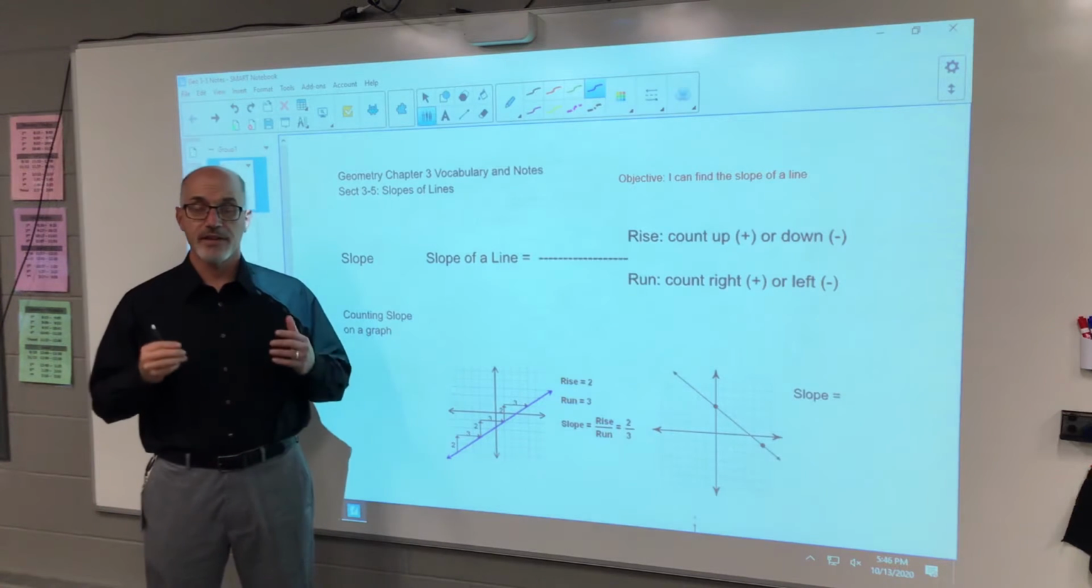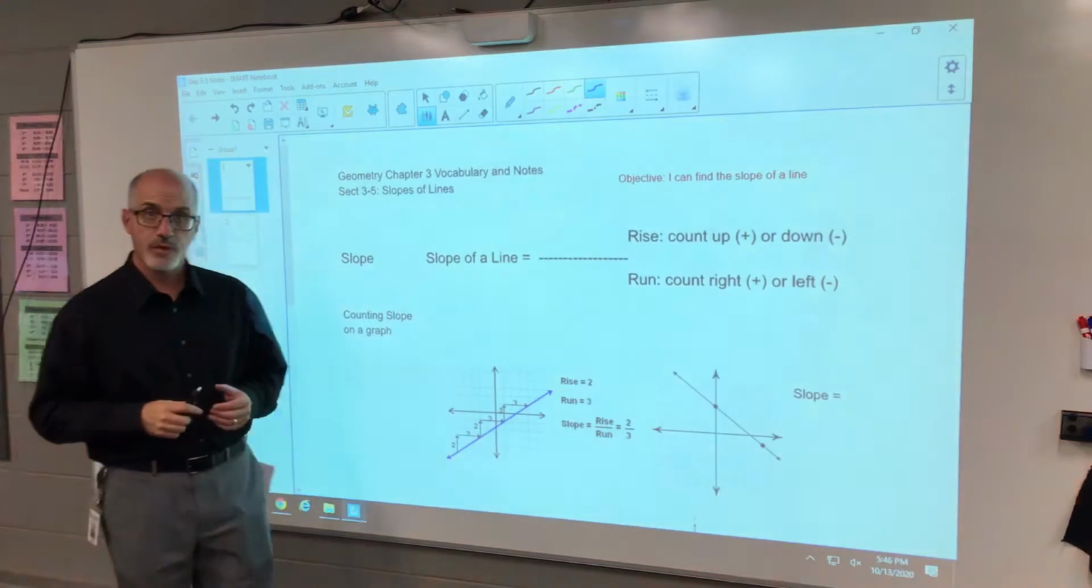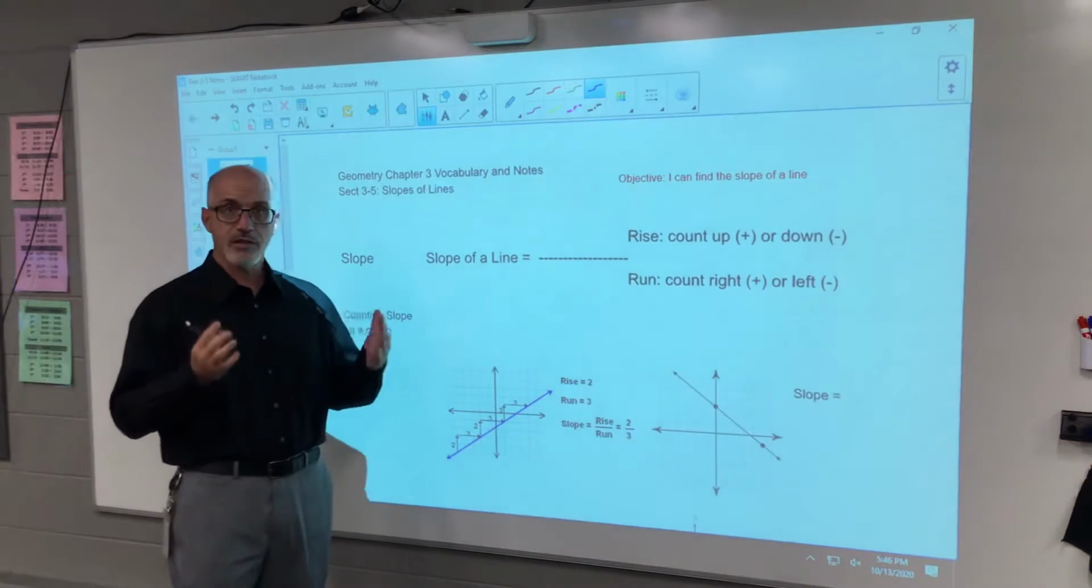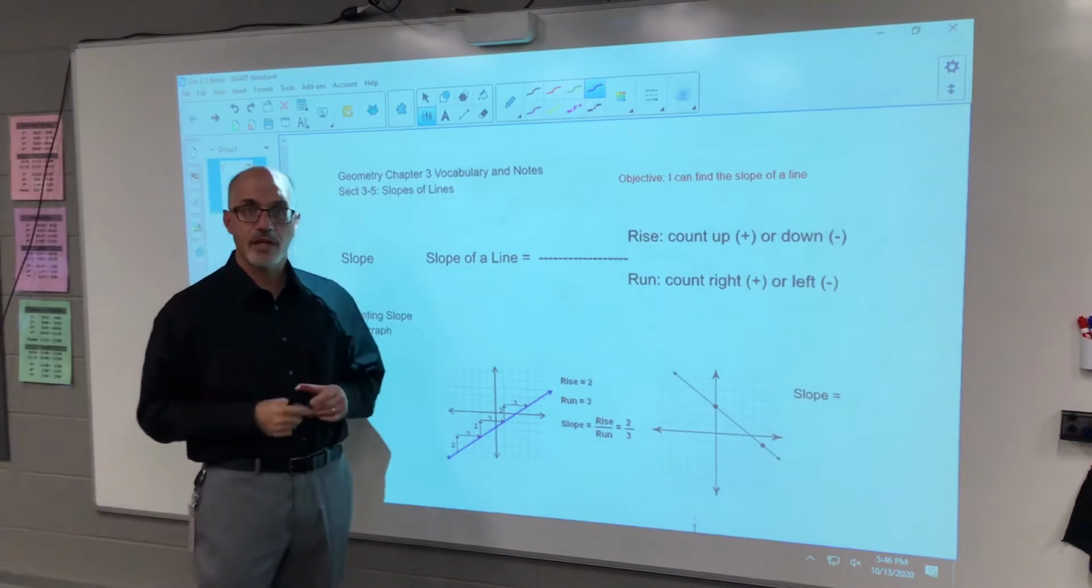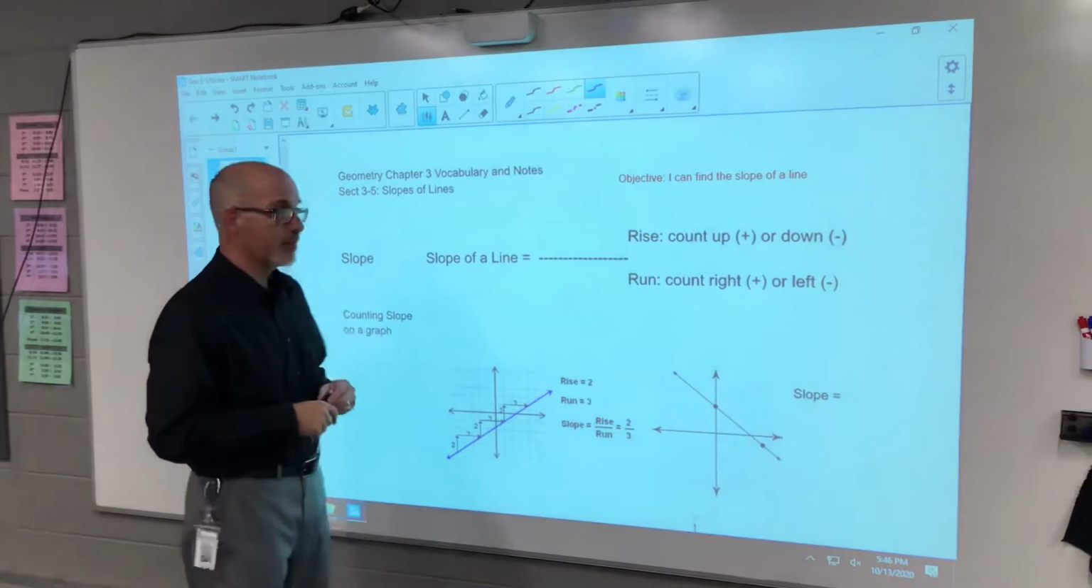In this lesson, we're going to find the slope of lines, and we're going to work with them in terms of single lines and also comparing a couple lines to see if they're parallel or perpendicular.